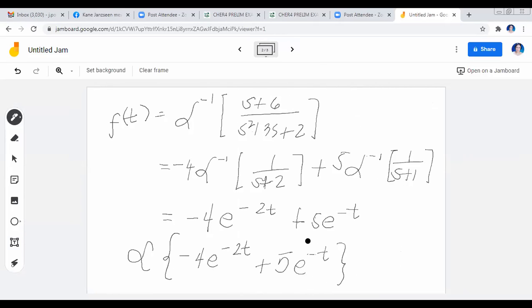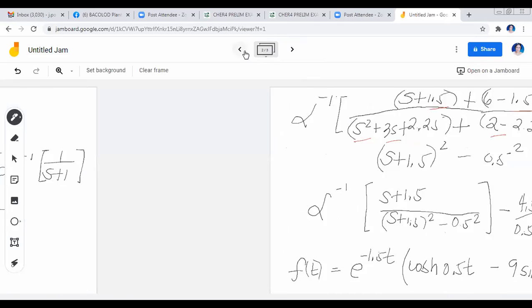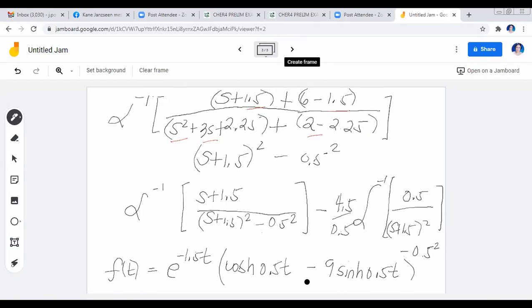This is another solution to this one, which you processed using method of partial fractions. Now you may say, it's totally different than your answer, Miss. This one is totally different than the simpler one that you gave us. Now, if you recall in your integral calculus, the hyperbolic function, specifically the sine and the cosine, is equivalent to exponential function. Hyperbolic cosine is e raised to 0.5t plus e raised to minus 0.5t over 2.